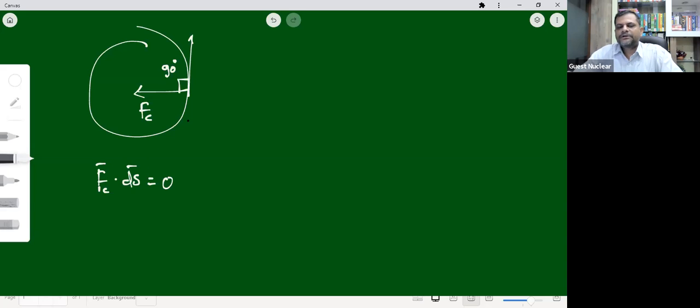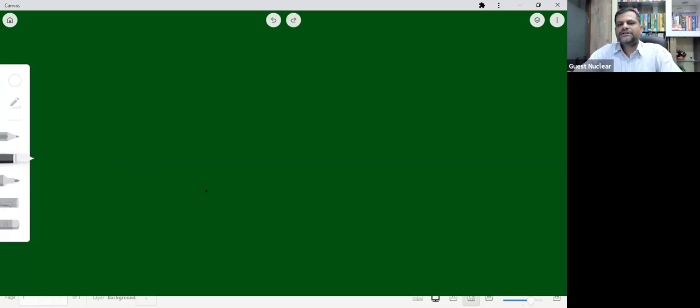So things that are perpendicular always have a dot product of 0, and this dot product itself is called the work done, and that's why the total work done during one complete revolution by the particle by this centripetal force also becomes 0. So work done in uniform circular motion by the centripetal force is always 0. Remember correctly.